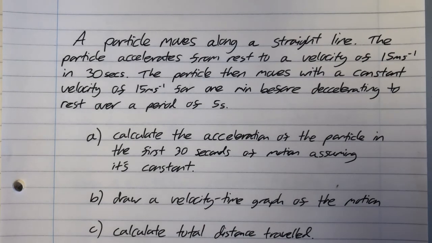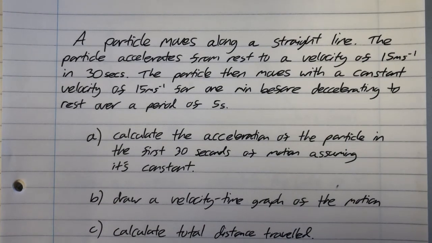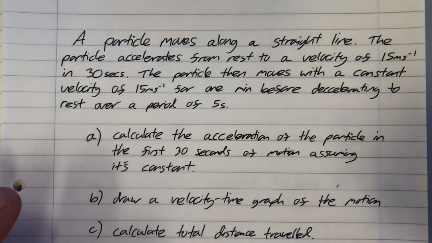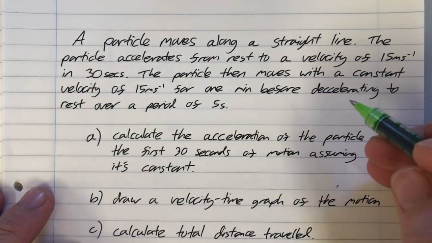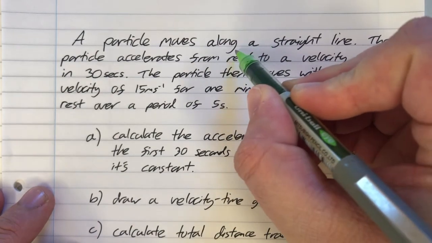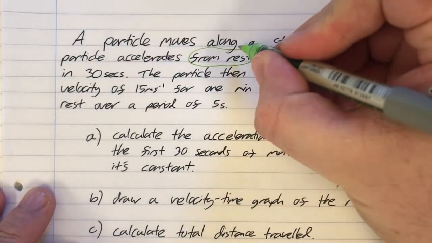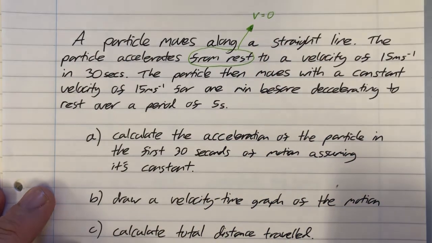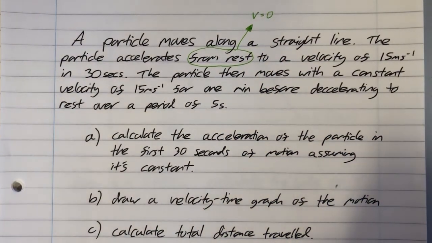The particle accelerates from rest to a velocity of 15 meters per second in 30 seconds, and the particle then moves with constant velocity of 15 meters per second for 1 minute before decelerating to rest over a period of 5 seconds. Okay, so a couple of things to pick up on. First of all, it accelerates from rest. Rest is a mechanical word for the velocity being zero. It just means the velocity is zero.